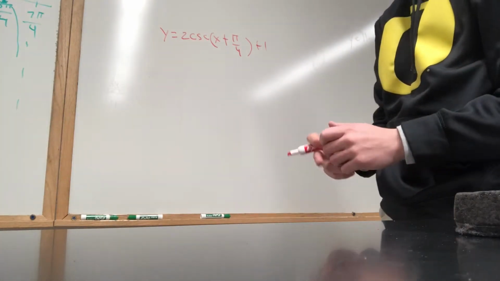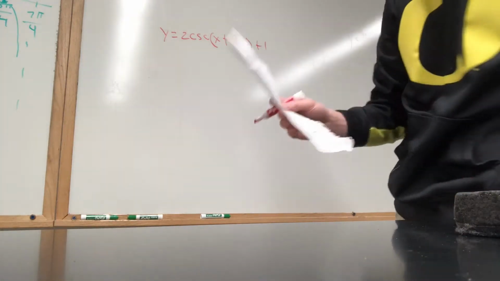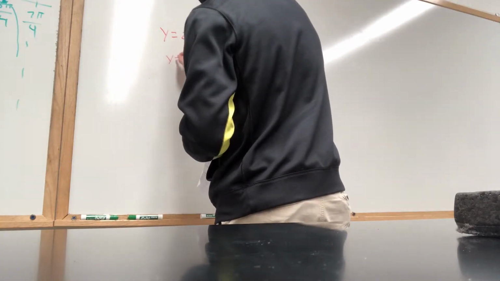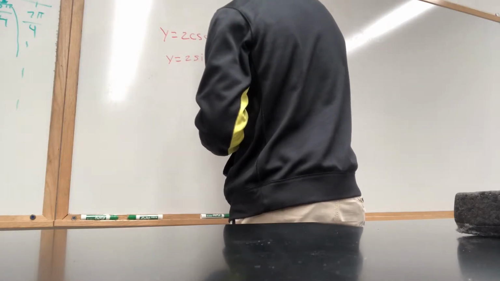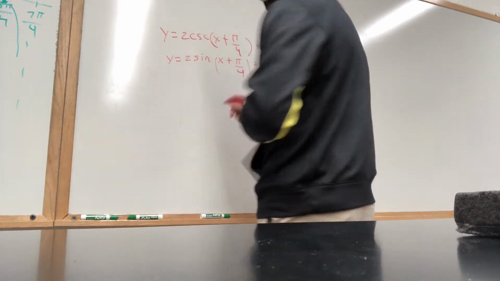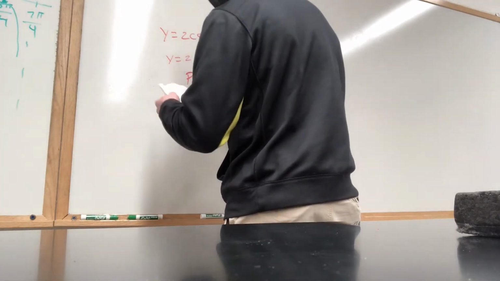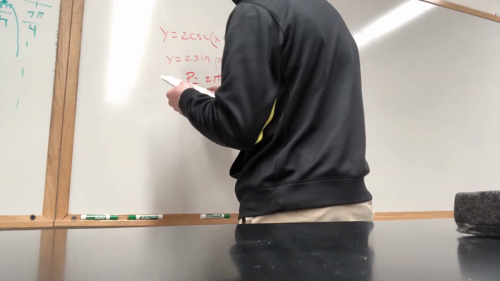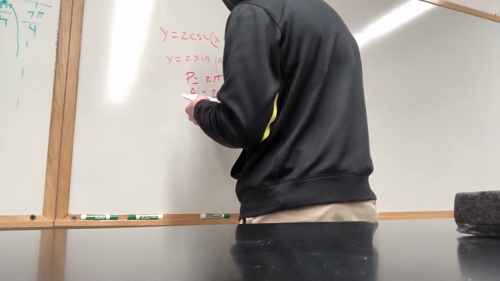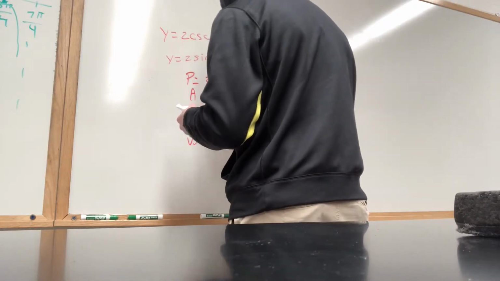All right, y equals 2 cosecant of x plus pi over 4, plus 1. So what you're first going to want to do is make it y equals 2 sine of x plus pi over 4, plus 1. And you're going to want to label your period, your amplitude, your phase shift, and your vertical shift. So the period equals 2 pi. Amplitude equals 2. Phase shift equals pi over 4. And the vertical shift equals 1.